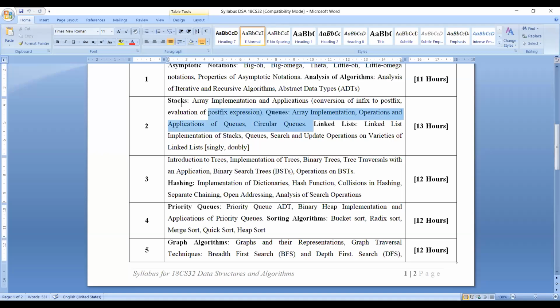Okay, so until OET 1, open-ended test 1, we have covered up to circular queue. From after OET 1, we are going to concentrate on the linked list. The second part of the second unit is linked list, and we started with the linked list also. We are going to see single and double linked list. Only single and double linked list.